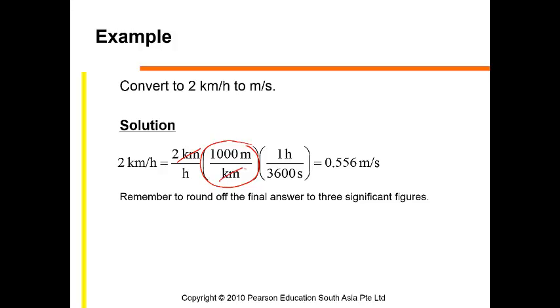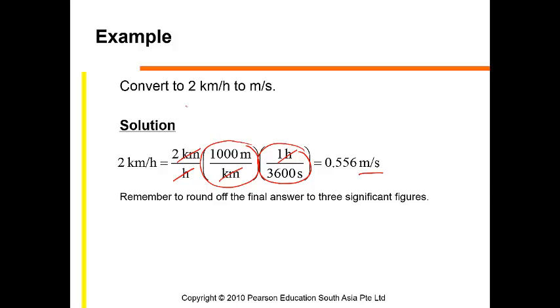The units or dimensions of kilometer will cancel out. We then multiply by 1 hour, which is 3,600 seconds. The hours cancel out and leave our final answer in terms of meters per second. On our calculator, we probably had numerous digits, but the answer is expressed here to 3 significant figures.